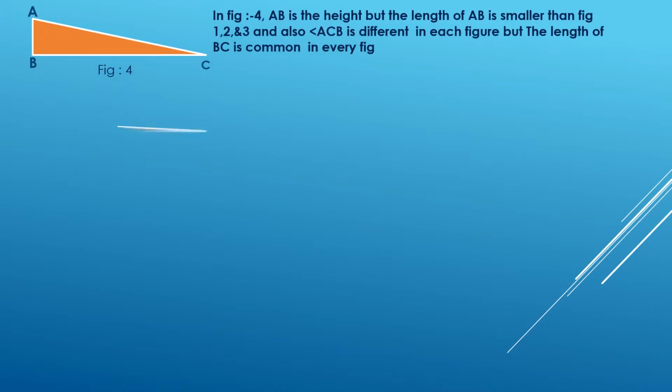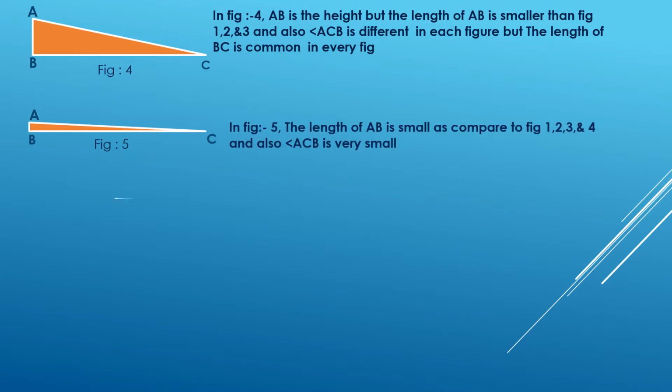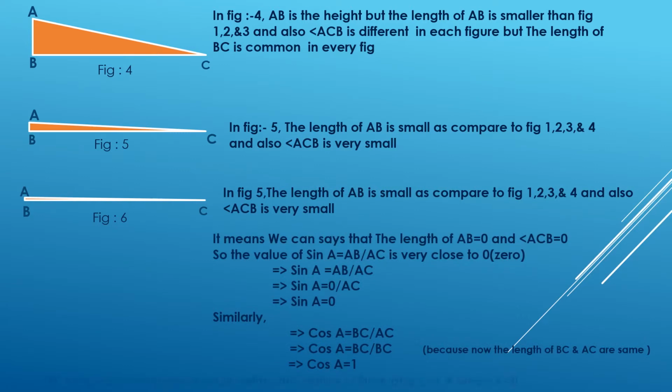Now we discuss figure 4. In figure 4, AB is the height, but the length of AB is smaller than in figures 1, 2 and 3, and also angle ACB is different in each figure, but the length of BC is common in every figure. Now in figure 5, the length of AB is small as compared to figures 1, 2, 3 and 4, and also angle ACB is very small. Now in figure 6, the length of AB is smaller as compared to figures 1, 2, 3 and 4, and also angle ACB is very small.